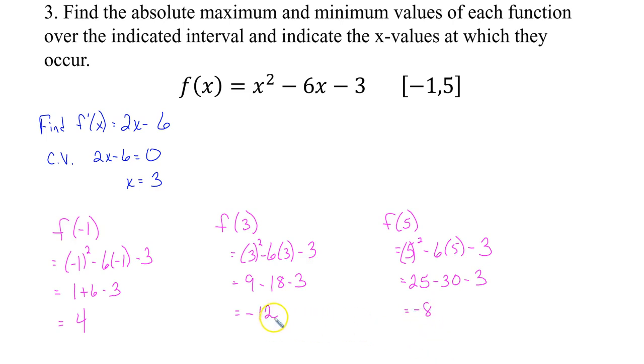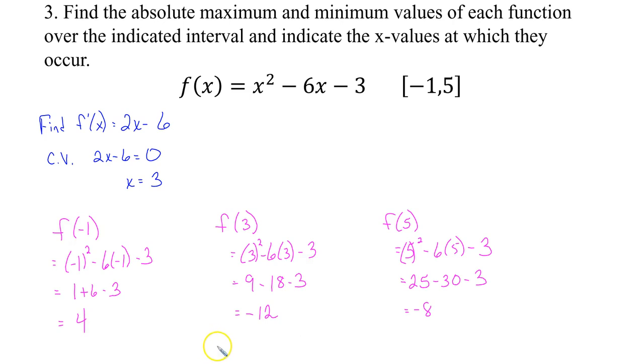-12 is the smallest value, and 4 is the largest value. So my endpoint of 5 really doesn't have any effect here, and that's not terribly surprising. We should have expected our critical value. This is a quadratic function. It opens up. It is going to have a minimum at the critical value of 3. -1 is my endpoint. Sorry about that. So at 3, we're going to have not only our absolute minimum, but it is also our relative minimum. Sorry, my brain is very tired, and then our absolute maximum is going to be at -1.